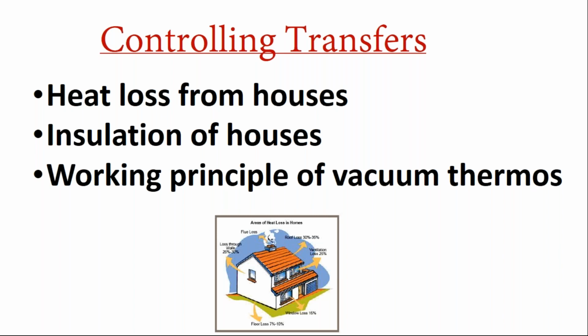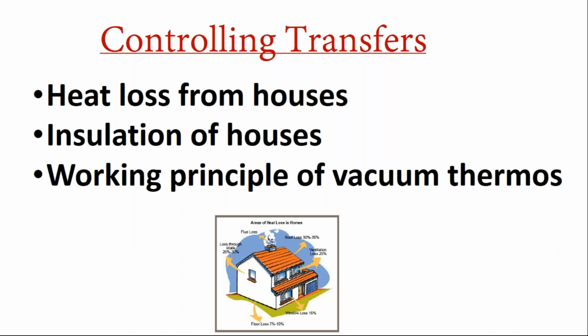As you all know, in cold climates, on winter days, we are trying to keep our house warmer. For that reason, we use radiators, air conditioners, or other heating elements. But the problem here is that there are three ways of transfer of heat energy: conduction, convection, and radiation. This heat energy from our house can escape in three ways. How can we prevent this?